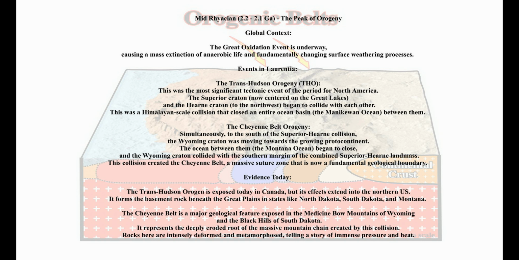Evidence today. The Trans-Hudson orogeny is exposed today in Canada, but its effects extend into the northern U.S. It forms the basement rock beneath the Great Plains in states like North Dakota, South Dakota, and Montana. The Cheyenne Belt is a major geological feature exposed in the Medicine Bow Mountains of Wyoming and the Black Hills of South Dakota. It represents the deeply eroded root of the massive mountain chain created by this collision. Rocks here are intensely deformed and metamorphosed, telling a story of immense pressure and heat.